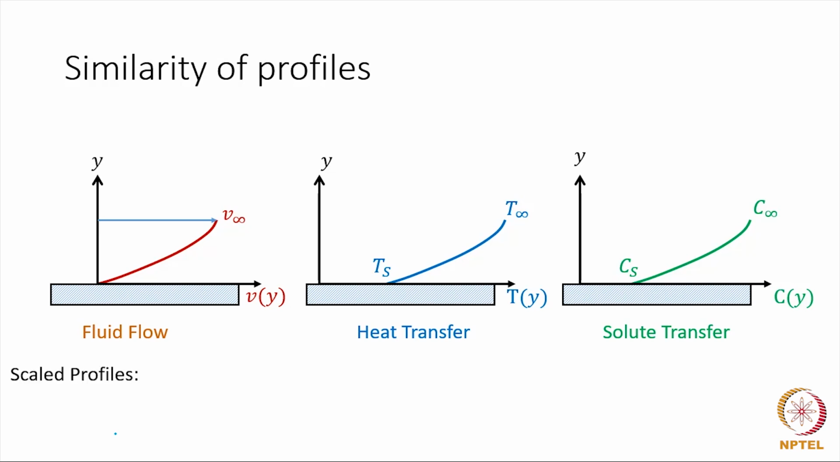The scaled profile for velocity would just be Vx by V infinity, which is basically the velocity of the fluid divided by the maximum velocity that is there in the domain. On the other hand, the temperature profile is scaled as follows: T minus Ts by T infinity minus Ts. And in the case of solute, it's the same way. We have scaled C minus Cs by C infinity minus Cs.